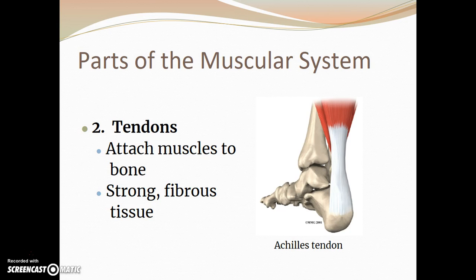Tendons, again, are strong and fibrous. They're a type of tissue that helps stabilize our joints, as well as make sure that our muscles are well attached to our bones so that when we decide to move a part of our body, the muscle can do so. In the picture here is one of the more well-known tendons in our body, which is at your ankle and is known as your Achilles tendon.